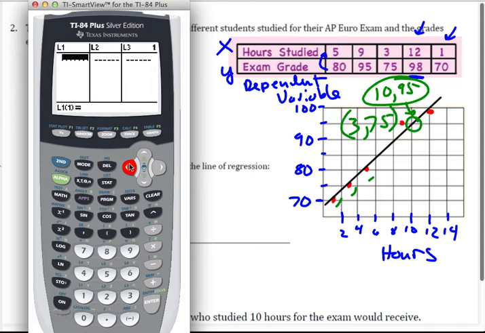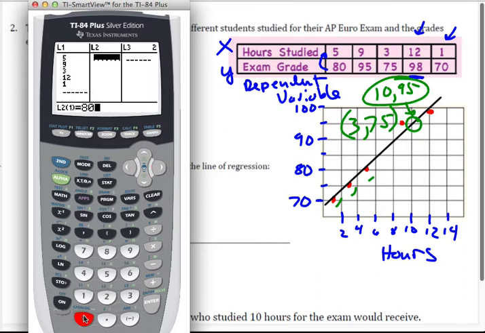You can do it any way you want. I put 5 and then enter. You can go over and put 80 in for the y, but I'm just going to put all my x's in and all my y's in and make sure they line up. So 5, 9, enter, 3, 12, and 1. Go over here and enter all my y data.